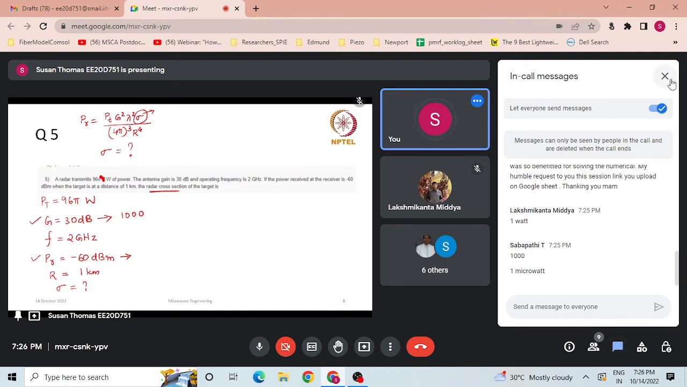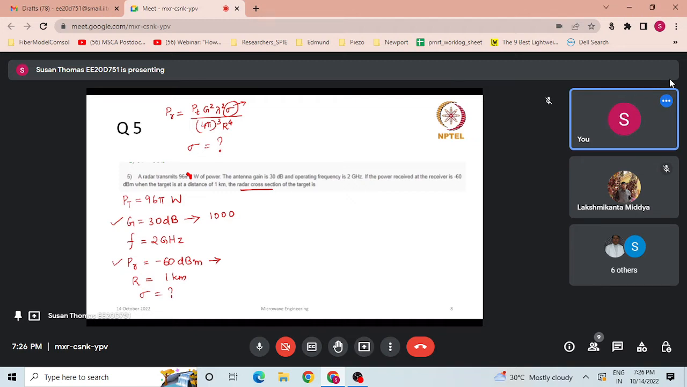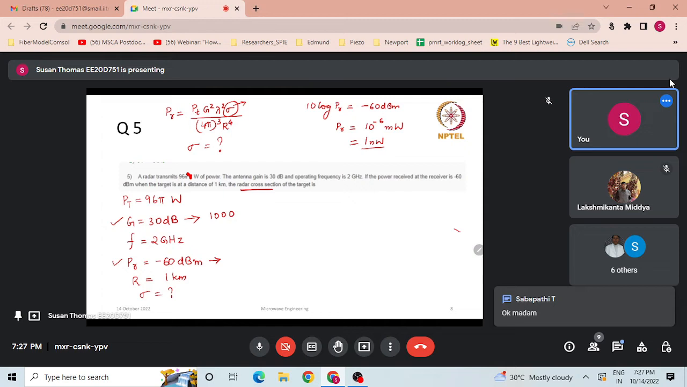One microwatt. I think I can just quickly show this. So 10 log PR is equal to minus 60 dBm. So basically PR is equal to 10 power minus 6. And please note, because it is dBm, that means dB milli. So this will be milliwatts, not watts. So that will be in fact 10 power minus 9 watts. So 10 power minus 9 watts will be 1 nanowatt. So this is 10 power minus 6 milliwatts.